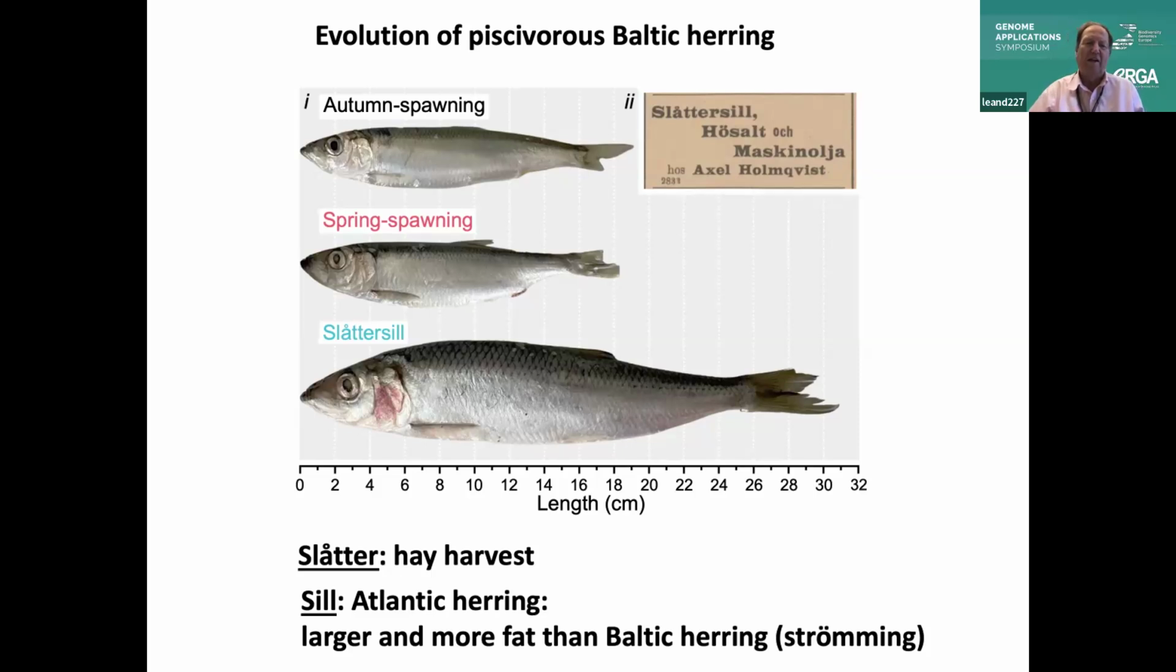which they call slåttersill. And then I need to teach you some Swedish here. So slåtter means hay harvest. So these are spawning around hay harvest every year. And sill, that is the Swedish name for the Atlantic herring, the other subspecies. And Atlantic are larger and more fat than Baltic herring, and that is the case for these as well. So what is this? This is an advertisement we discovered, for where slåttersill was on sale, an advertisement from 1903. So apparently this herring has been known by the locals for hundreds of years, but has not really been described in the scientific literature.